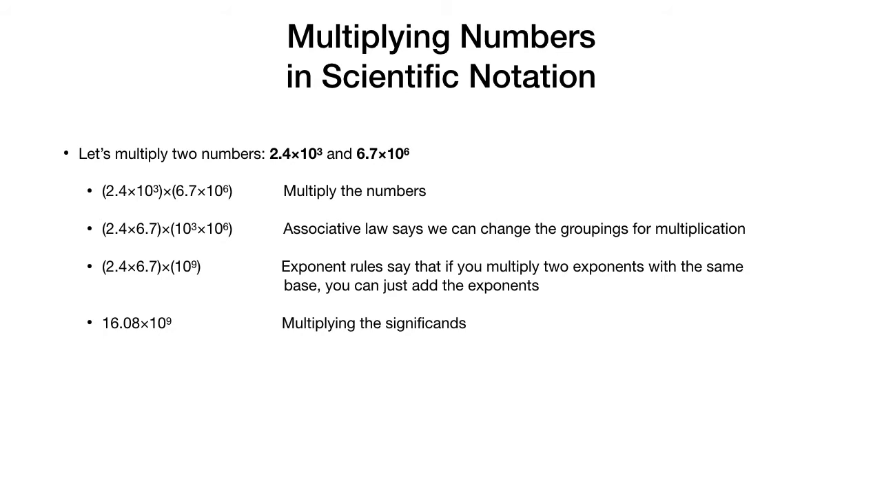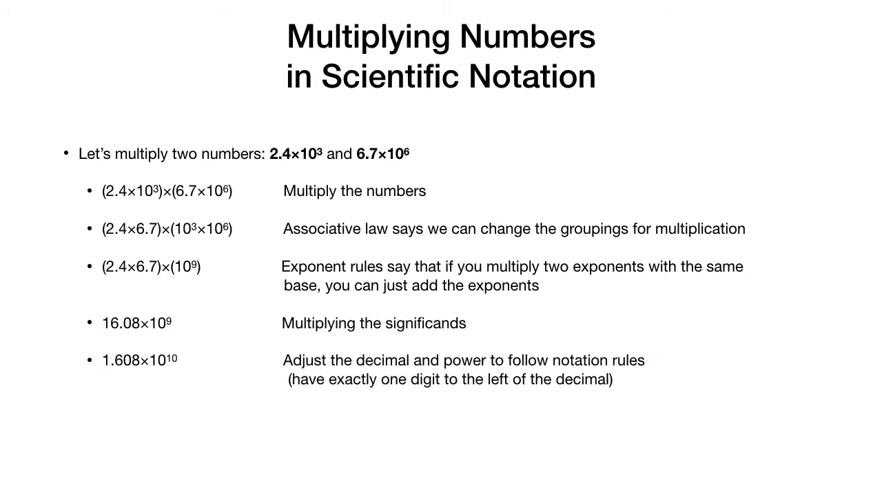However, note that this is not in scientific notation. We actually have two digits to the left of the decimal point. So in order to actually rewrite this in scientific notation, we have to move the decimal over one and then record that movement in the power. So we're going to move the decimal point to the left one and record that. To get the number back, we're going to have to move it to the right by adding one to our power of 10. So our result is 1.608 times 10 to the 10th.